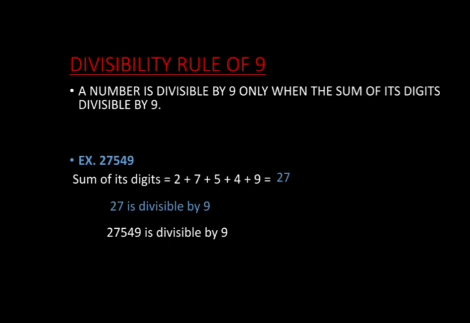Now let us see the divisibility rule of 10. The divisibility rule of 10 is very simple. We know the 10 table. In the 10 table, what are the answers we get? 10 ones are 10, 10 twos are 20, 30, 40, 50, etc. All the ones places will be 0. So divisibility rule of 10 also is the same. If we have 0 in ones place, the number is divisible by 10. If we don't have 0 in ones place, the number is not divisible by 10.